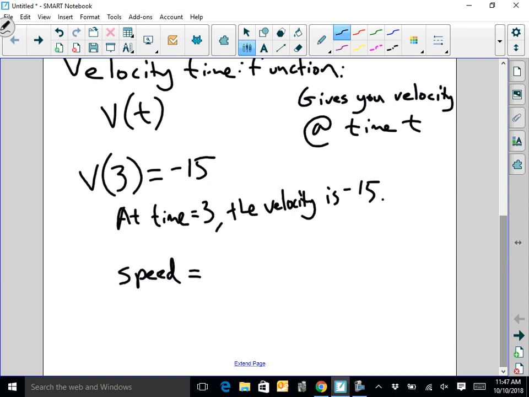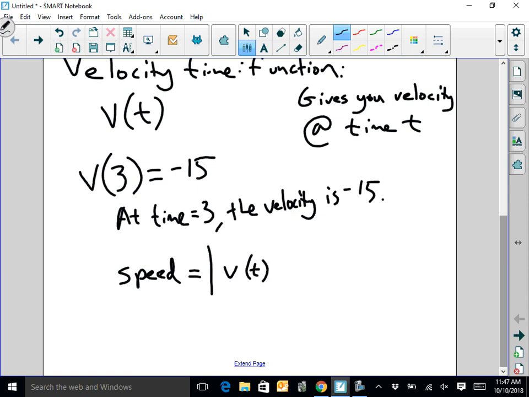Really important thing to remember about speed is speed doesn't care what direction you're going, right? We have speed limits on our roads, not velocity limits, right? It says speed limit 60. You can't be going 70 and heading west and say, oh, sorry, officer, I was actually going -70. The speed limit is 60, right? No, your speed was 70. Speed doesn't care. Speed is always positive. So to find speed, we can simply do the absolute value of velocity.